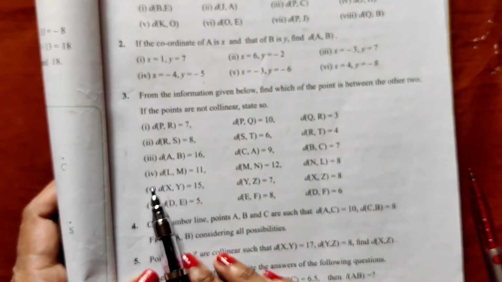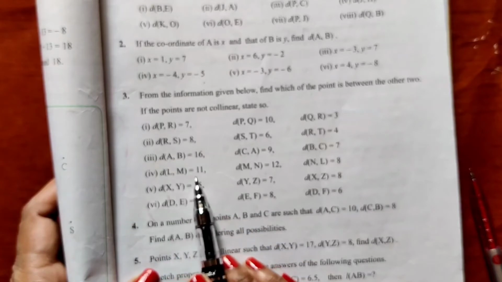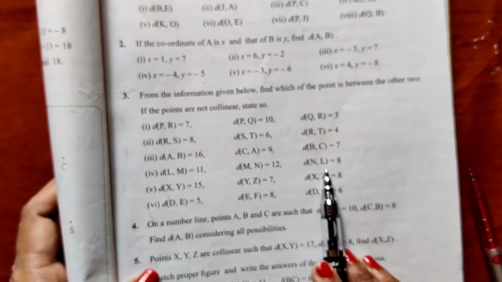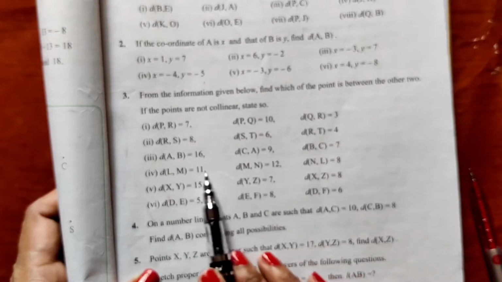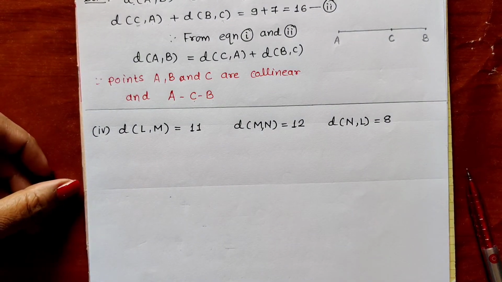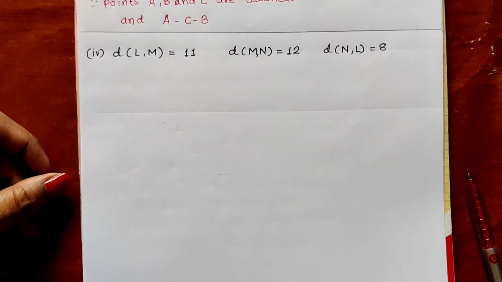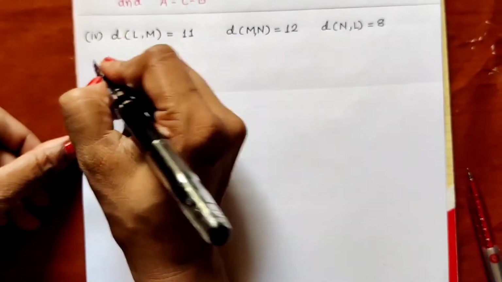Okay, now let us see question number 4. The fourth sum from question number 3. LM is equal to 11, MN is 12 and NL is 8. We can see that MN is 12, which is the greatest number among these 3 numbers. So let us see the solution of this sum. I have written the question here. Solution.